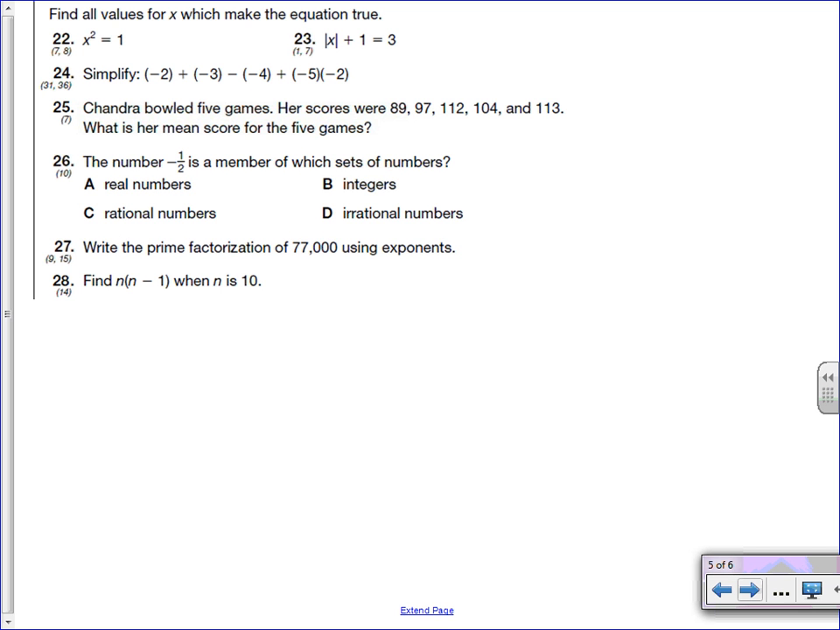Find all values for x which make the equation true. So if I take a number and I square it and it equals 1, what's my answer? Well, x could be 1, but it also could be negative 1, because negative 1 times negative 1 is 1.